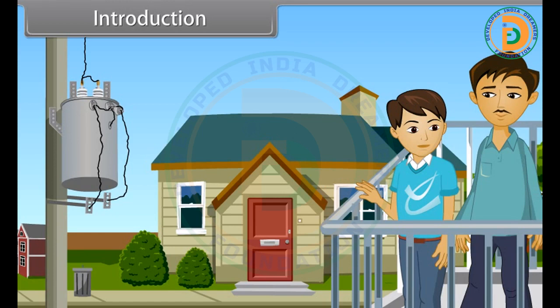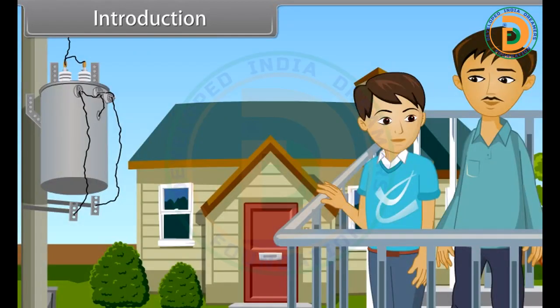Son, that's a transformer. Okay, father. And why it is used? Please tell me. Son, it is used to lower down the voltage of electricity. Electricity produced at power station is of many thousands volt. This transformer lower down the voltage to 220 volt for household and 440 volt for industrial purpose.